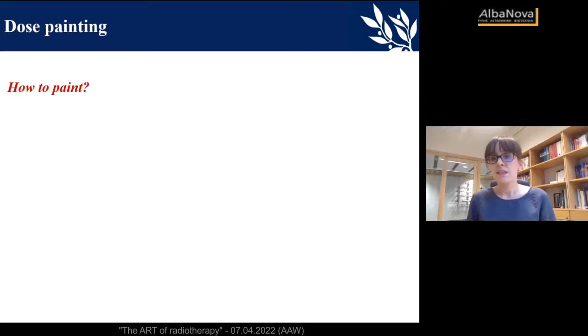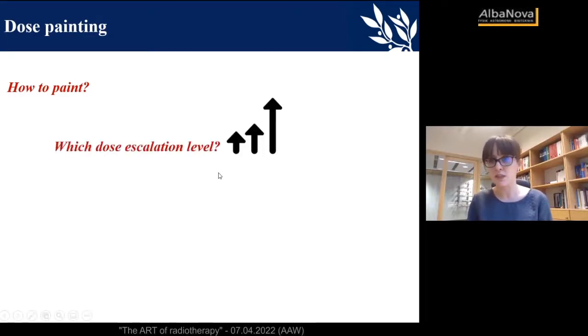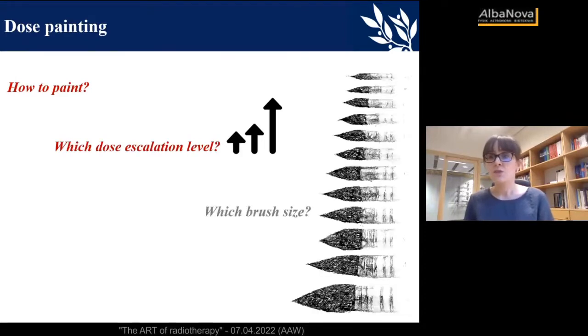So I mentioned to you that we would like to target this area that shows increased radiation resistance. Coming back to the analogy with the heart, we want in a way to paint the dose within the tumor, in tumor subvolumes. We want to escalate the dose in tumor subvolumes. Now, if we think of painting the dose within the tumor, there are 2 main questions that one needs to answer. The first one is how to paint the dose, to which level should we escalate the dose. And the second question that one might want to ask is, how should we perform this painting?